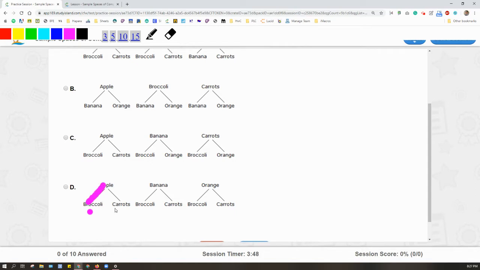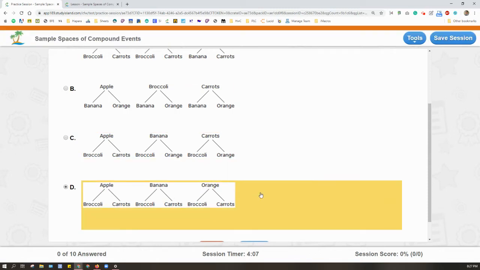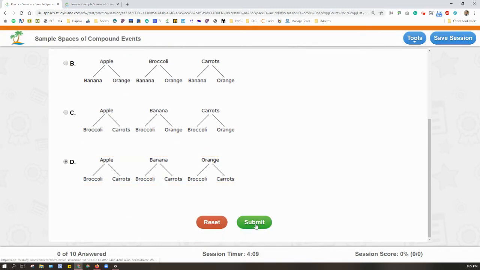That's one combo. Then this is another combination, apple, carrots. So there's two. Banana, broccoli. That's three. Banana, carrots. That's four. Orange and broccoli. That's five. Orange and carrots. That's six. So D lines up all six possibilities for what could happen if you try to pair three fruits with one of two vegetables.